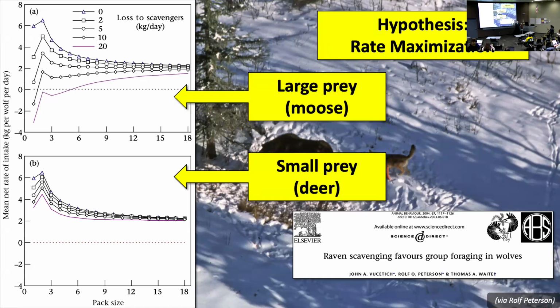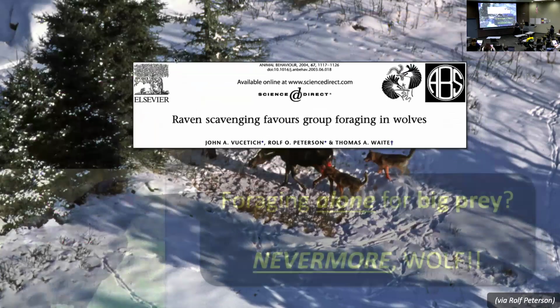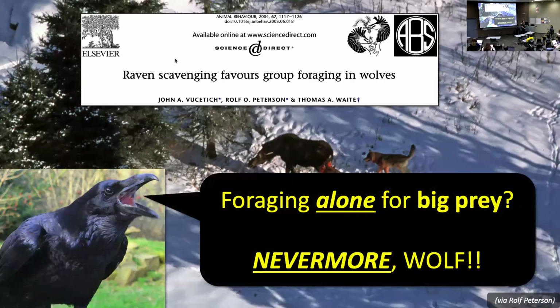So those giant packs are not there because the moose is big. Those giant packs are there because it takes so much energy to take down the moose that the carrion birds, the scavengers, are such a huge liability that you need a team of wolves to guard against the ravens, basically. So that's what you get out of it: if you're foraging for big prey, you're never going to do that alone as a wolf. Thus quoth the raven, nevermore.